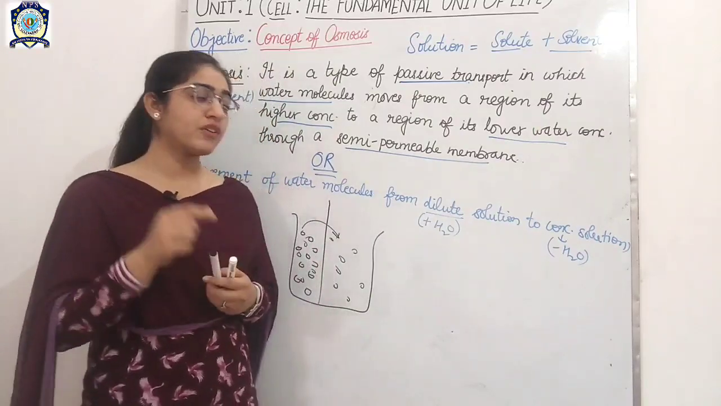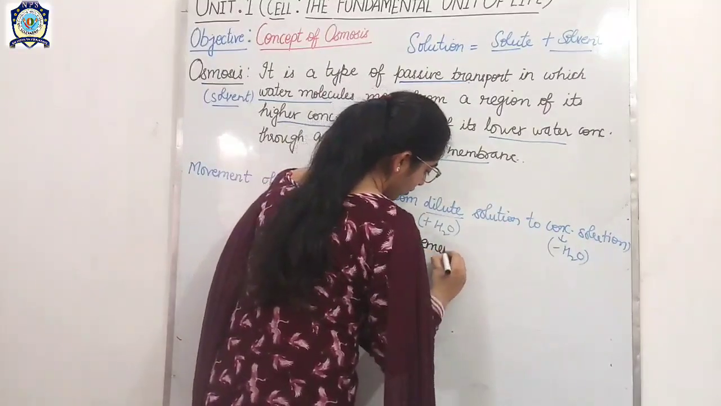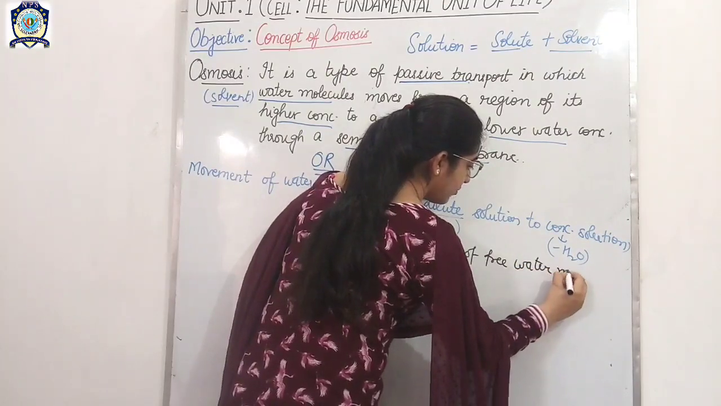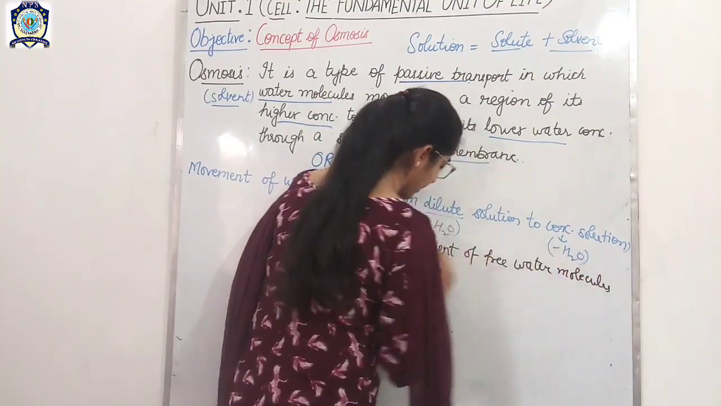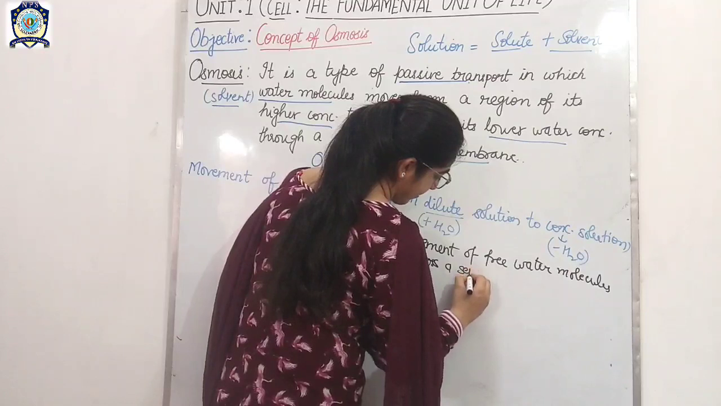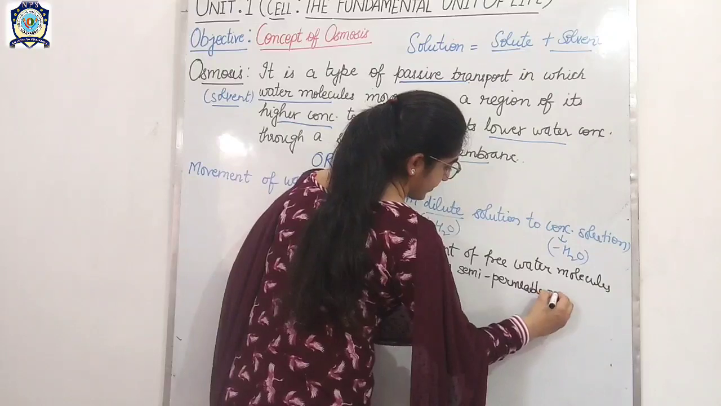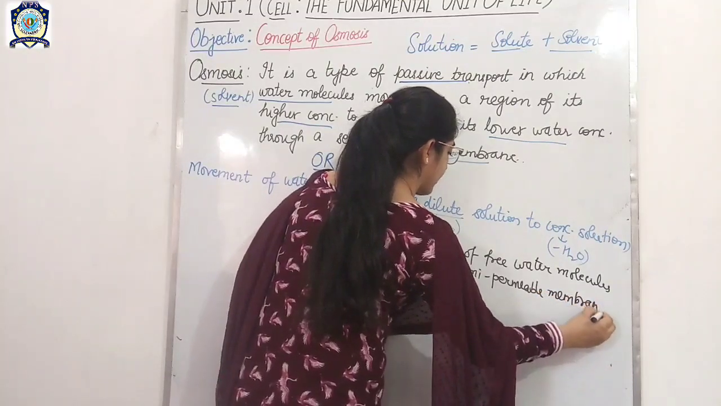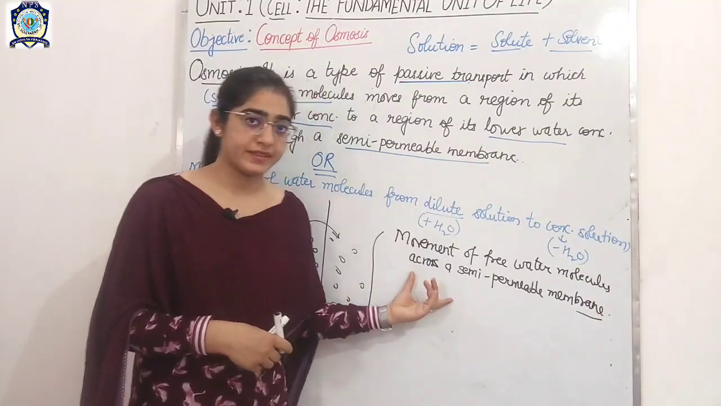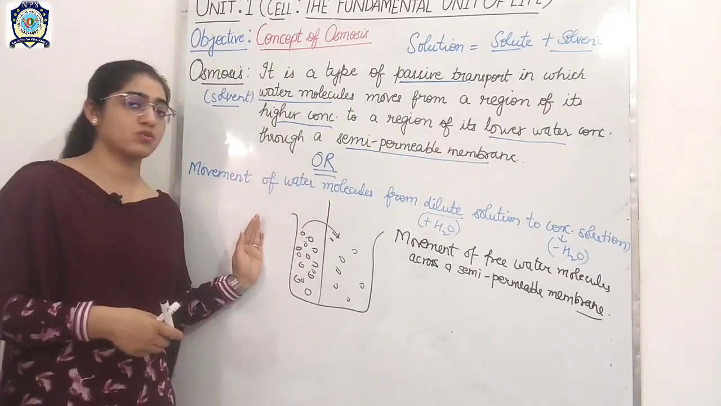The movement of free water molecules across a membrane or semi-permeable membrane. Free water is the water which is capable of movement. So this was all about the definition of osmosis.